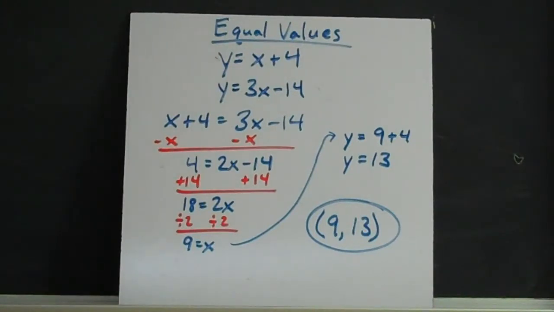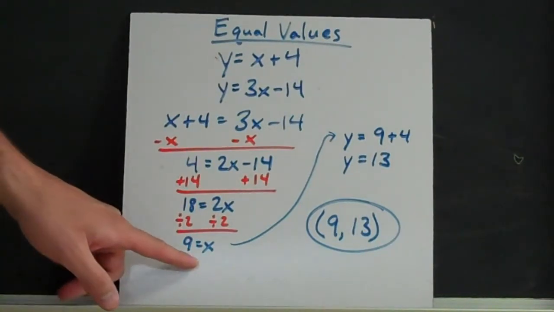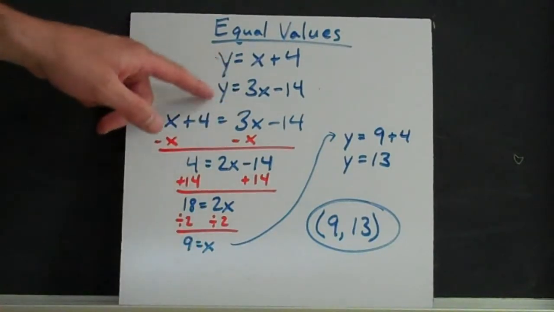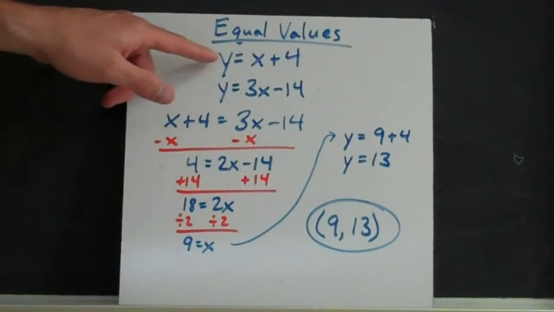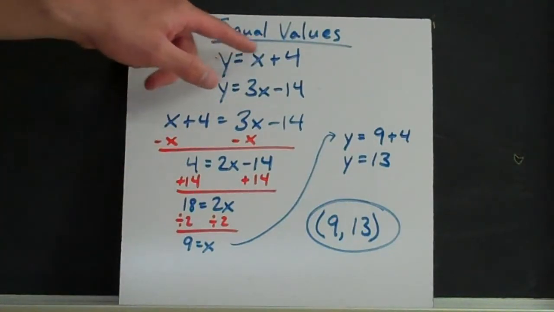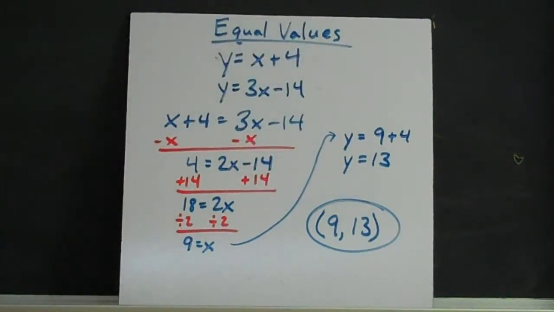The difference here, though, is we need to plug that 9 back in because we need to find the y value. When we're solving a system of equations, we're looking for the point where they intersect. That's going to have an x-coordinate and a y-coordinate. We already found our x-coordinate to be 9. We plug it back in, we can use either one of our original equations. If we plug it back into the top equation, we get y equals 9 plus 4. 9 plus 4 is 13. So our point of intersection is (9, 13).